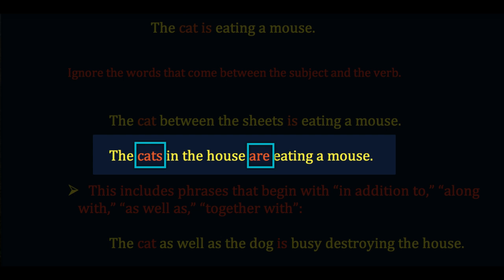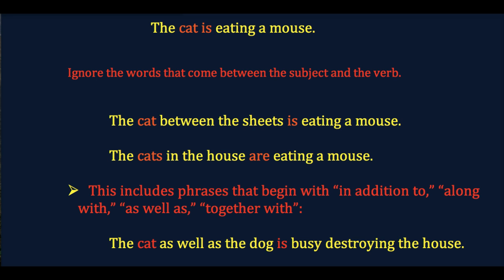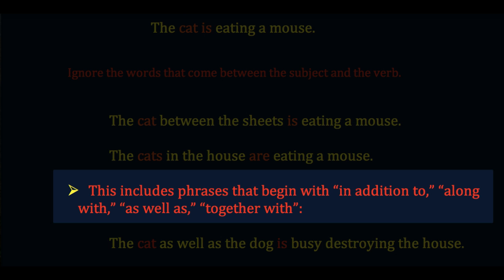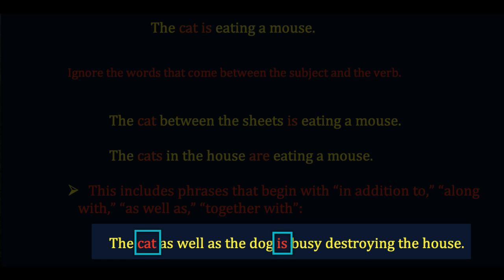The cats in the house are eating a mouse. Same logic here. What is the subject? It's cats. It's not house. Cats is plural. The verb is therefore plural. Now this includes phrases that begin with in addition to, along with, as well as, together with, and this can be confusing. The cat as well as the dog is busy destroying the house. Logically, it appears that you have two subjects going on here, but no, as well as the dog is locked into a phrase that is not the subject. Cat is the subject, singular, so you want is the singular verb.